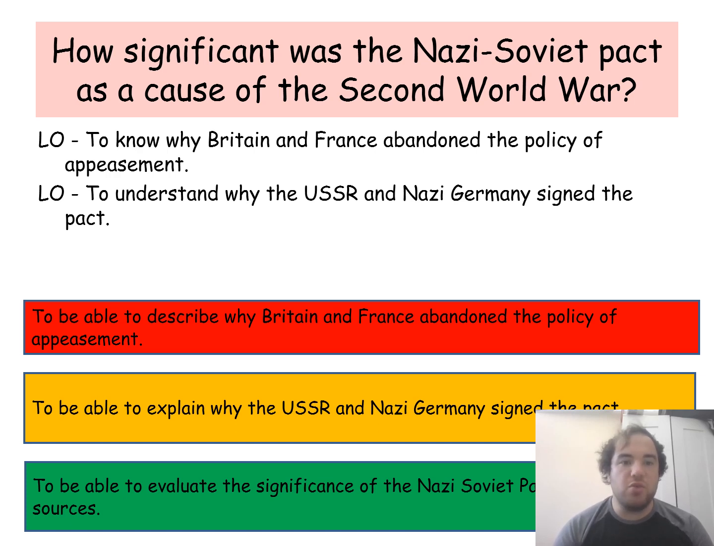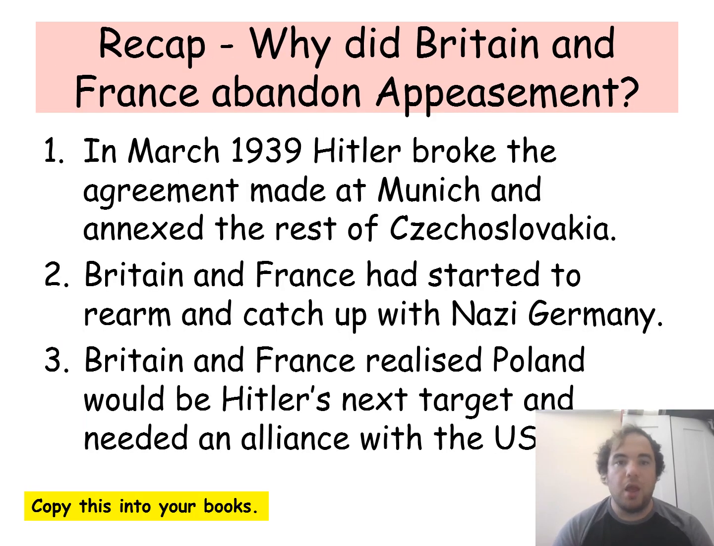And really there's two main objectives: to know why Britain and France abandoned the policy of appeasement, and to understand why the USSR, Soviet Union, and Nazi Germany signed this pact. A pact, as a reminder, is basically a friendship treaty or an agreement to not attack each other. But firstly, we need to think about why Britain and France abandoned appeasement, and there are three key reasons really.